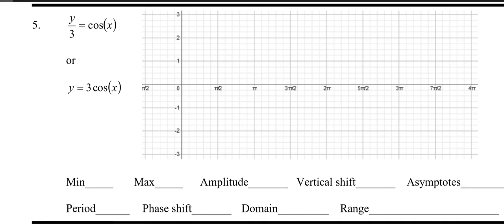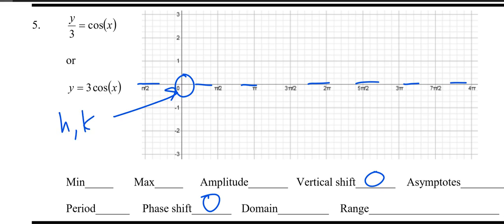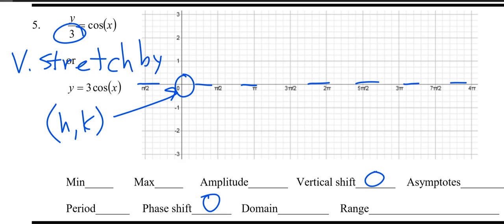I know my center line is still there, and I'll get to the amplitude question here in a minute. Where's HK again? 0, 0. It has not changed. HK is still at the location 0, 0. There's been no shifting left and right, no shifting up and down. The only thing that we've had going on here when we look at it in function form is what? A vertical stretch by 3.